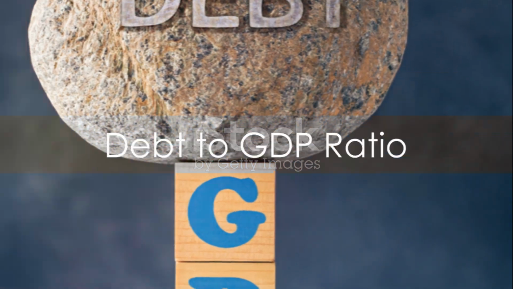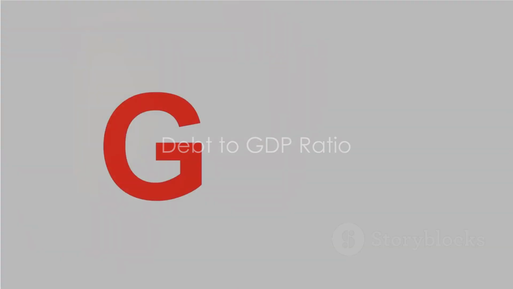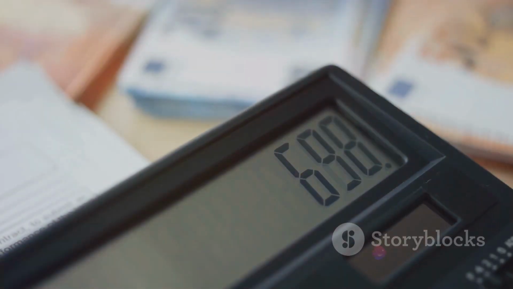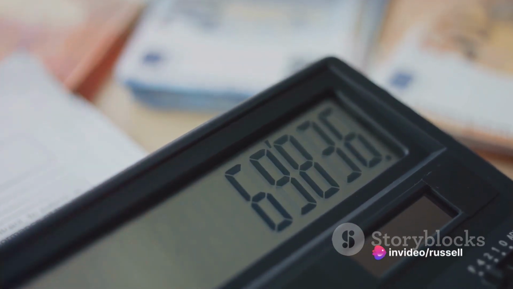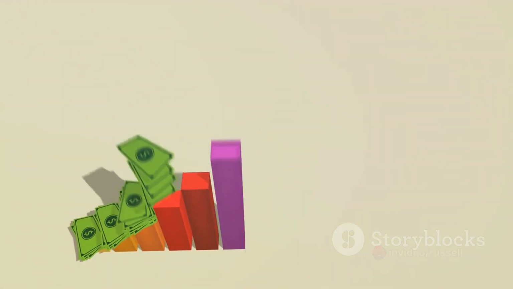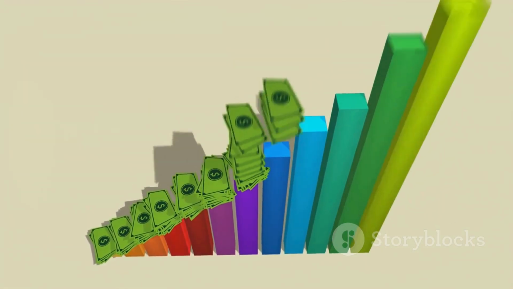To put the national debt into perspective, we need to consider the debt to GDP ratio. The debt to GDP ratio measures the national debt as a percentage of the country's gross domestic product. A high debt to GDP ratio indicates that the country's debt is growing faster than its economy. This can lead to economic instability and hinder future growth.